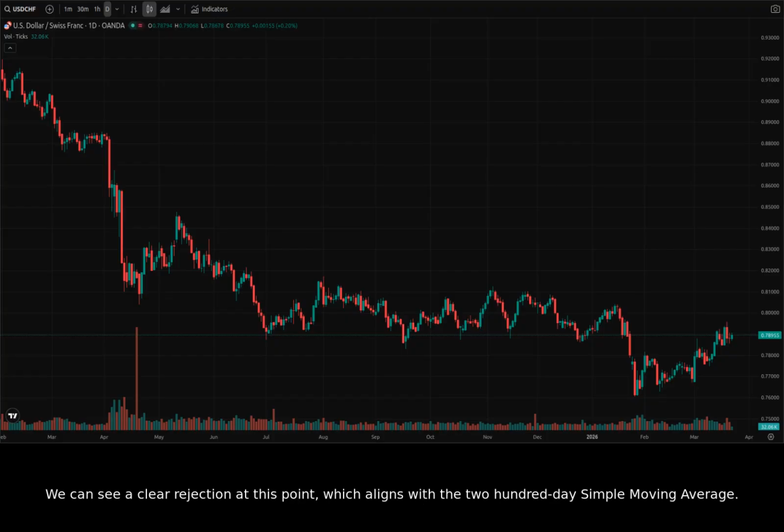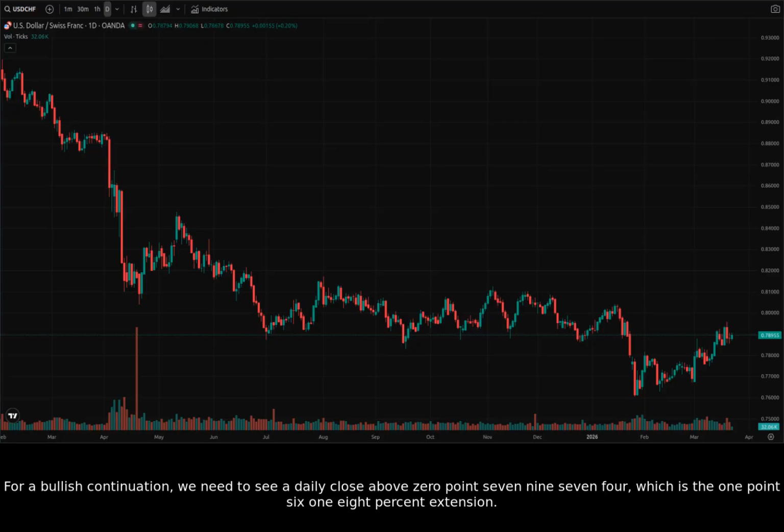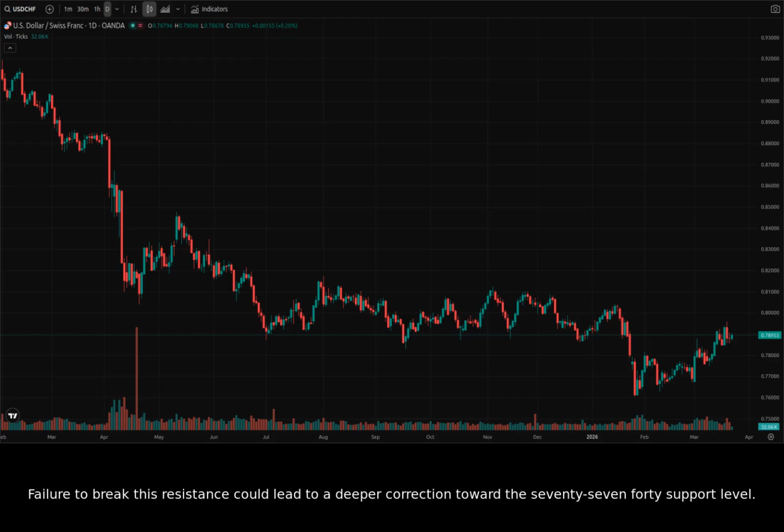We can see a clear rejection at this point, which aligns with the 200-day simple moving average. Daily momentum divergence is starting to emerge, suggesting that the current advance may be losing its traction. For a bullish continuation, we need to see a daily close above 0.7974, which is the 1.618% extension. Failure to break this resistance could lead to a deeper correction toward the 0.7740 support level.